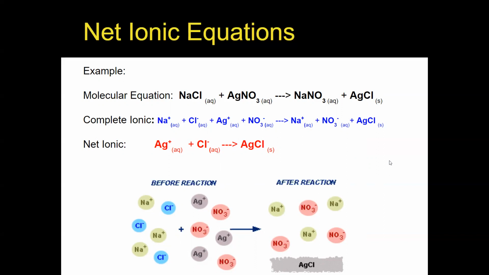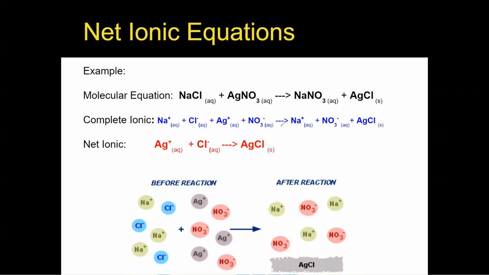What you first have to do is take your molecular equation over there and write all of it out as a complete ionic equation. After you have your complete ionic equation, which is all the ions that are represented by these molecules up there, you start crossing stuff out.